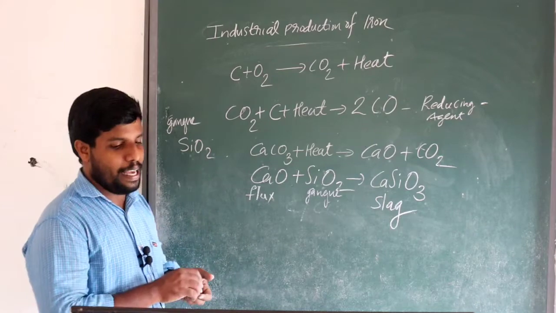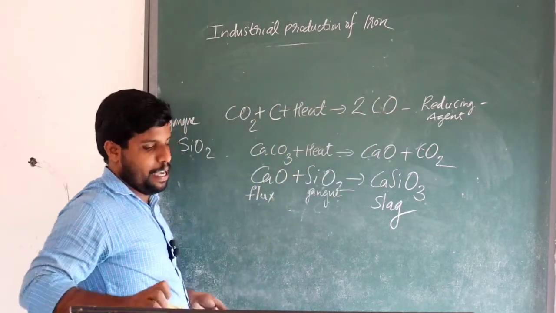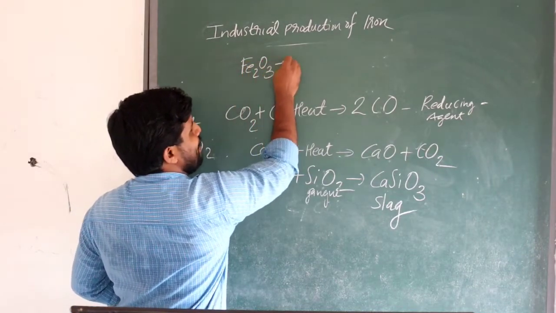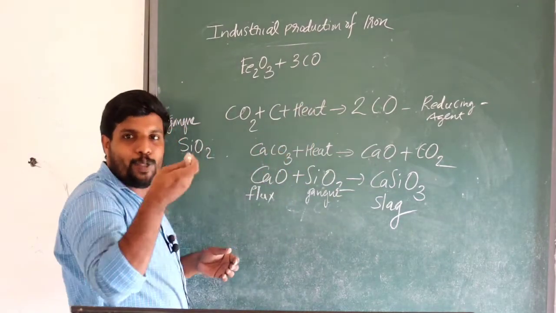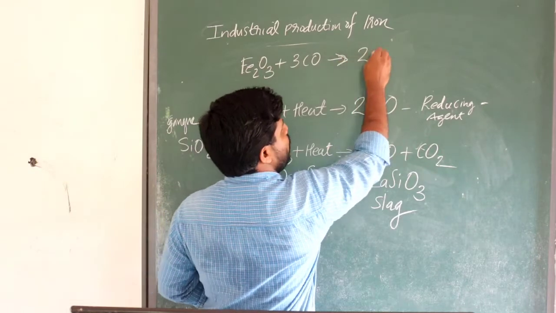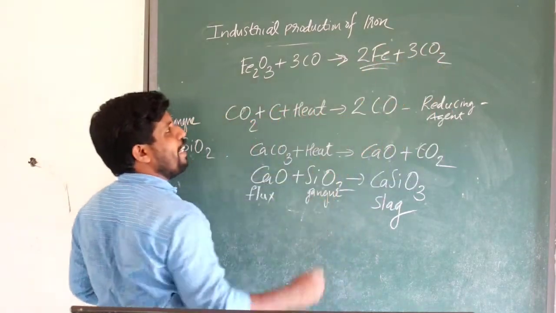At last the hematite will be reduced. This is the important step. The hematite is Fe2O3, which is reacted with carbon monoxide, because carbon monoxide is the reducing agent that removes the oxygen. So that is a reduction, and it forms Fe plus 3CO2. So we get the iron.